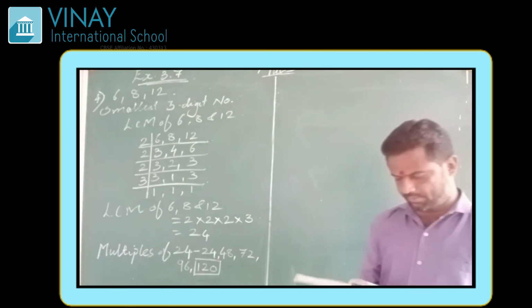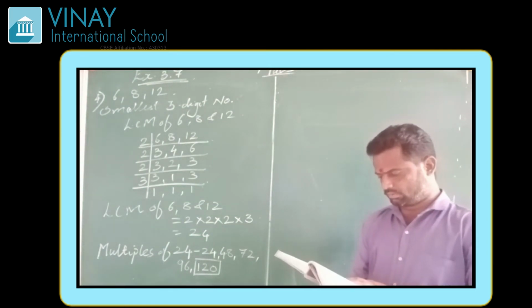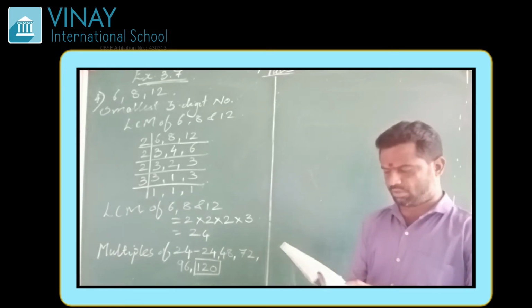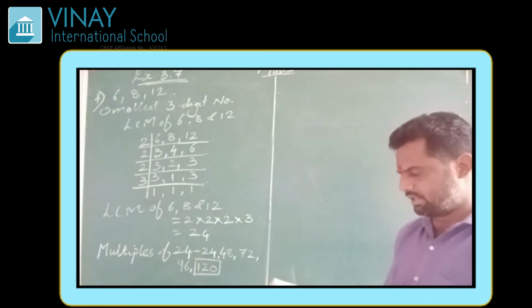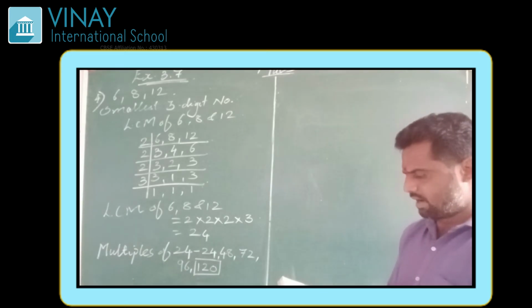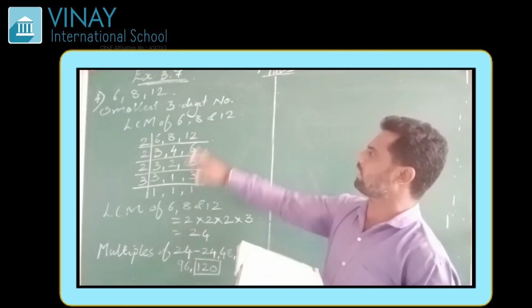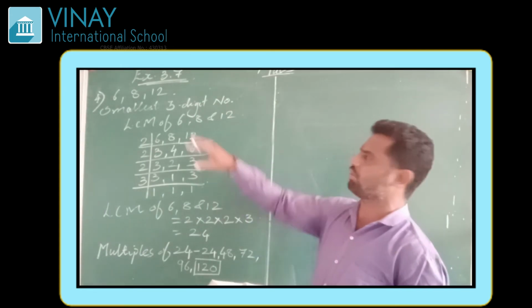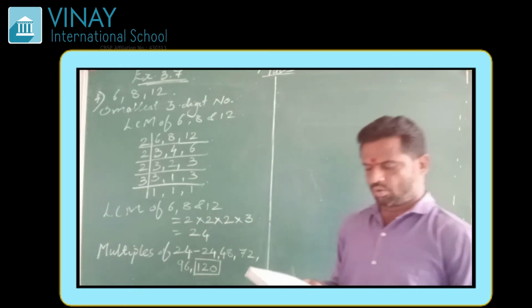Now let us see question number 5. Determine the greatest 3-digit number exactly divisible by 8, 10 and 12. You have to do the same as this, but as it is the greatest here, you have to find out the HCF.